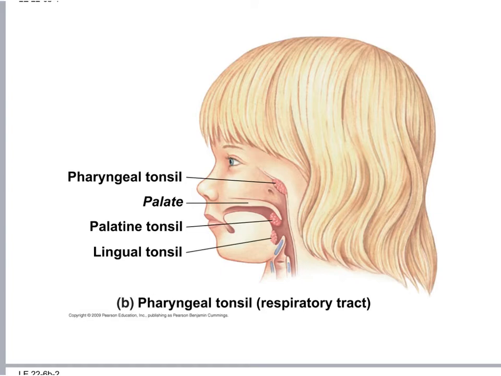This is showing the tonsils. So the tonsils are lymphoid tissue that are dominated by these lymphocytes that we're going to talk about. You have the one pharyngeal tonsil right here. Another name for the pharyngeal tonsil is the adenoids. So that's kind of right behind the nasal cavity.